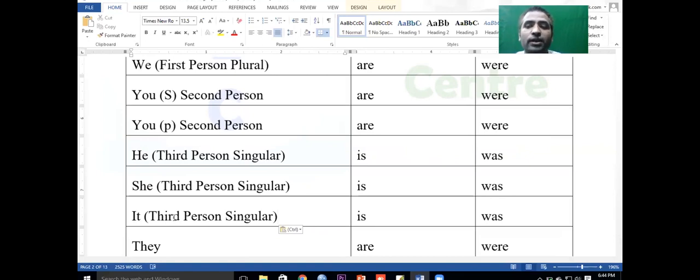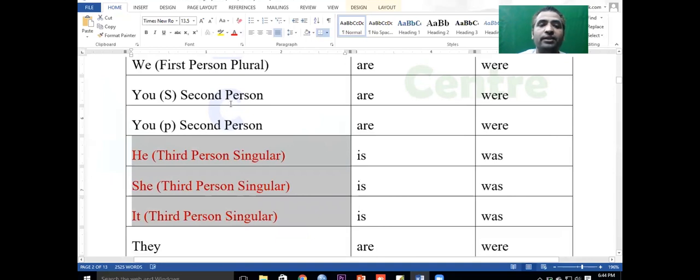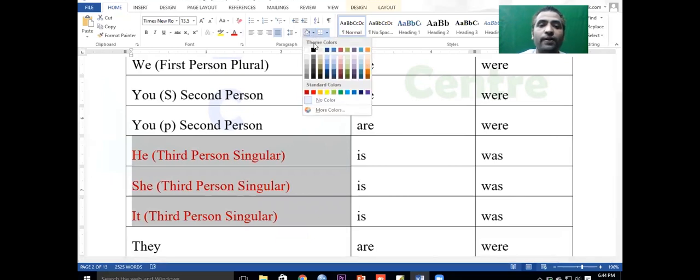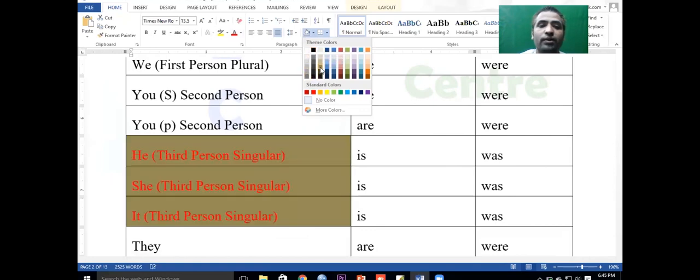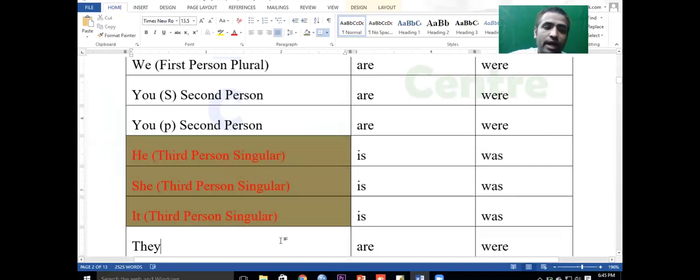But there is a difference. If the subject is male, we use he. If the subject is female, we use she. If the subject is neither he nor she, then we use it. So all these things, he, she, it, they use is if they are present, and they use was if they are in the past. So these are the things. Good. So now let's move to they.